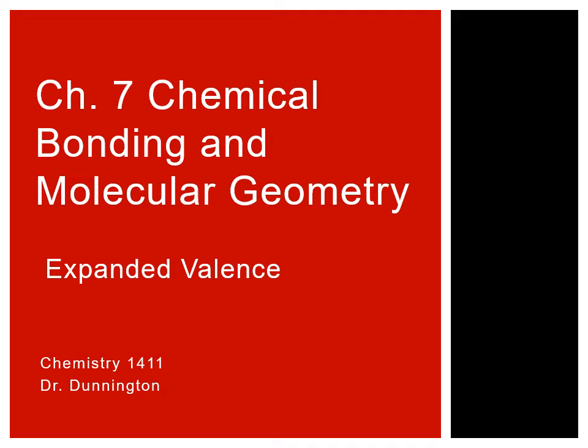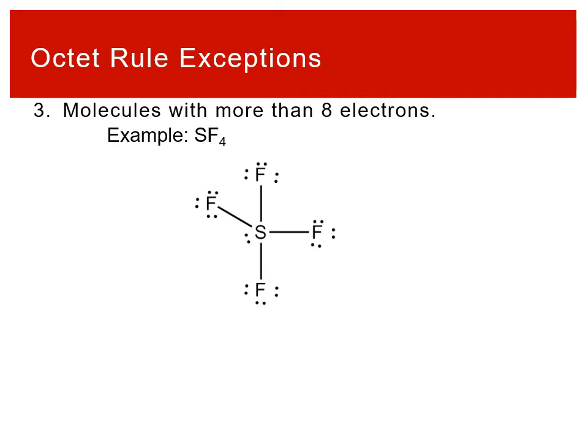The final type of octet rule violation is those atoms that have expanded valences. So we've looked at unfilled valences and radicals. Now we want to move on to molecules with more than 8 electrons around a single atom. For example, SF4. We definitely know this molecule exists, and this is our Lewis structure to represent the bonding in this molecule.